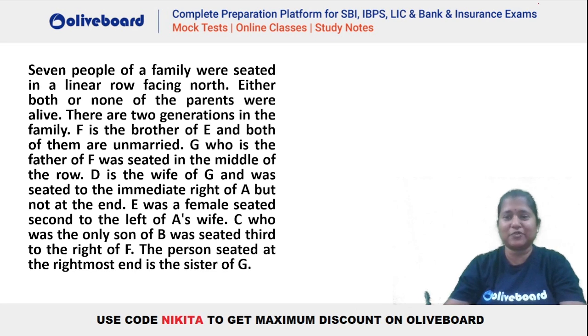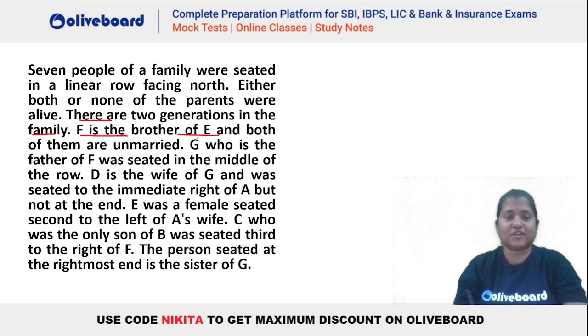I hope we are able to do this particular question. Once you make the family tree, guys, the question will become very, very easy. So first try to make the family tree here. What is given here? You can see that there are 7 members in this particular family. Either both or none of the parents are alive. That means a single parent should not be there in this particular family, right? So if a person has a father, they should have a mother as well. That is the meaning. There are only 2 generations in this particular family, right? So we have a 2 generation family tree.